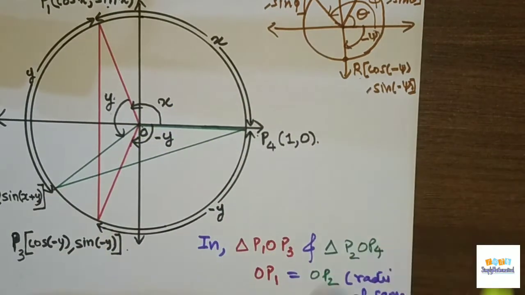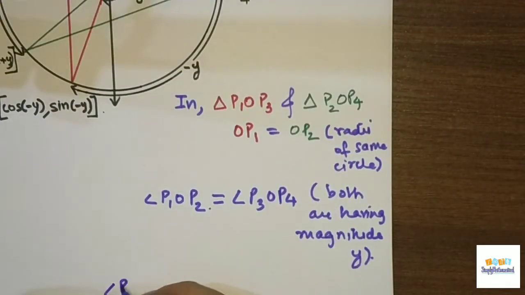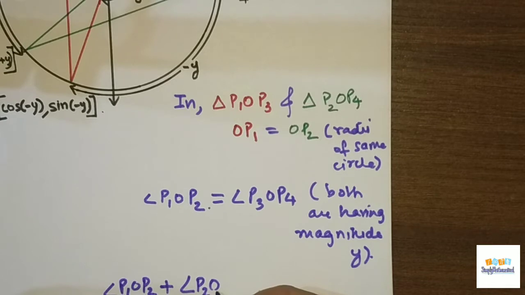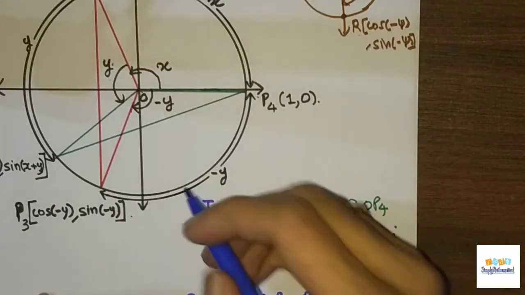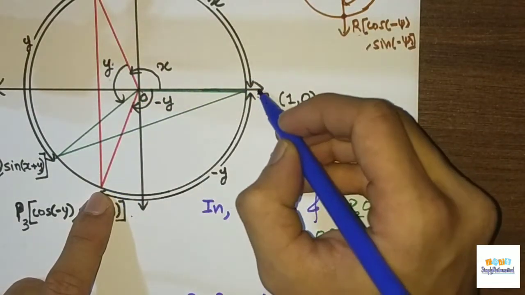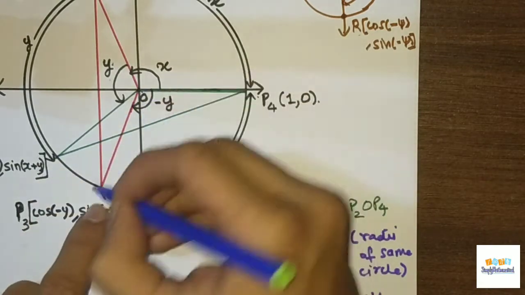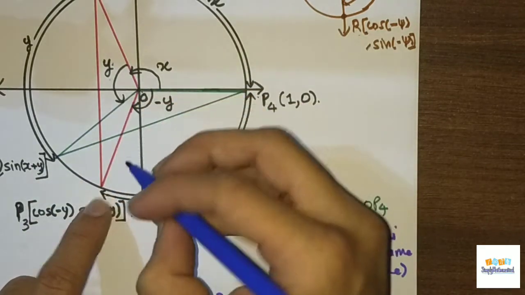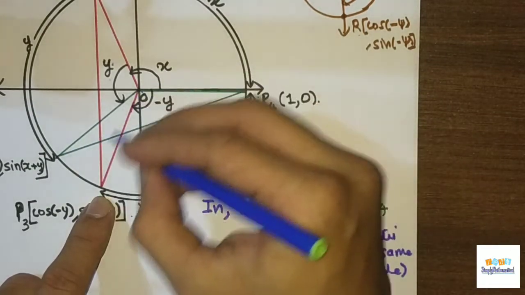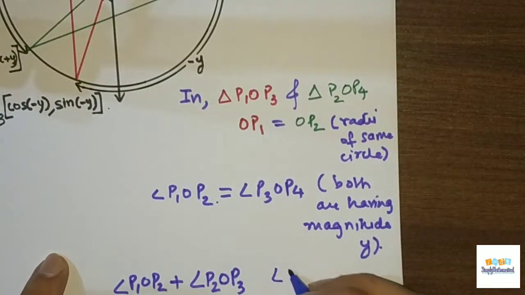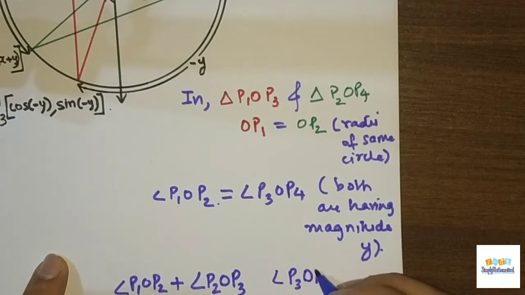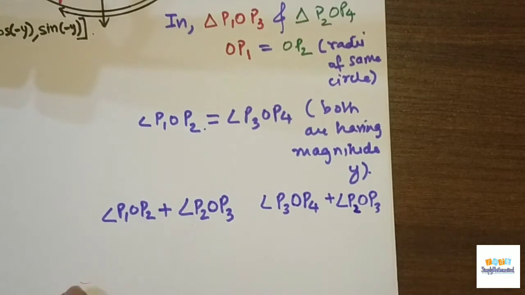So let us add this small angle to this angle here. Similarly, let us write it first. P1OP2 was there, right? We will add which angle? The small angle, which is P2OP3, right here. Now for this angle P3OP4, you add the same small angle P2OP3. To this angle P3OP4, you add this small angle. So what you will get? Angle P3OP4 plus angle P2OP3, right here.